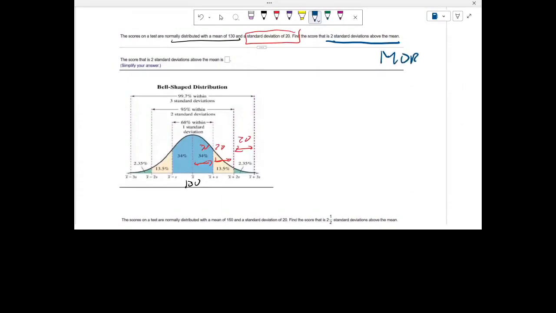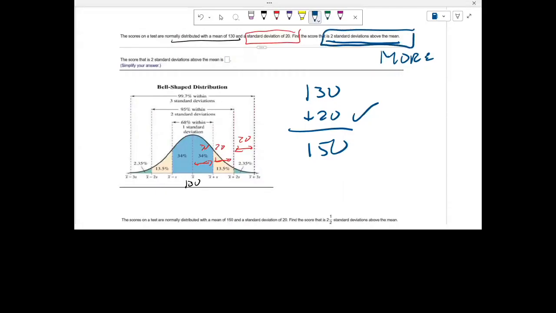Remember, above, y'all, just means more. So I'm going to take my mean score, 130, and I'm going to add 20. That's going to give me 150. I only did this one time, y'all, but it's telling me, can we do it twice? Because it says two standard deviations above the mean. Okay, let's add another 20. And the score that I'm looking for now, y'all, is 170.